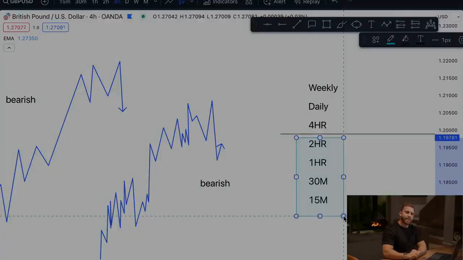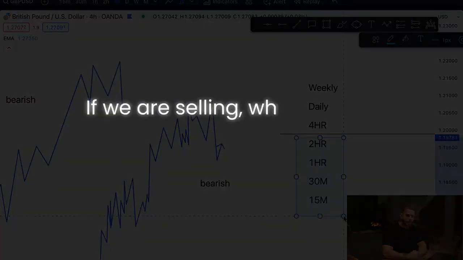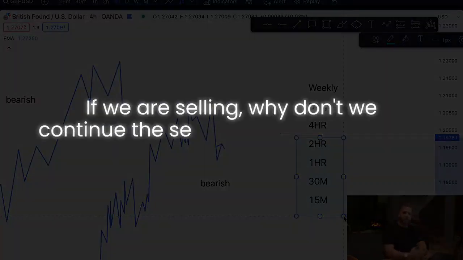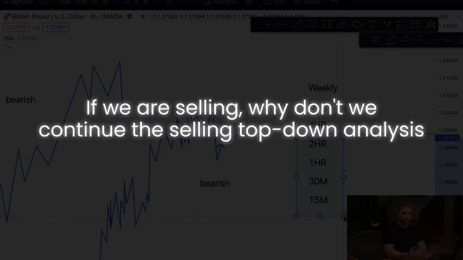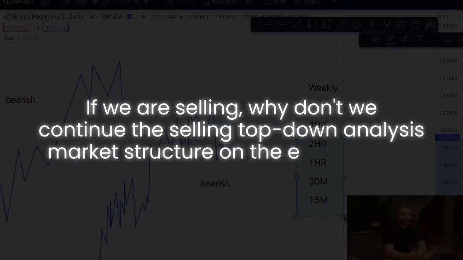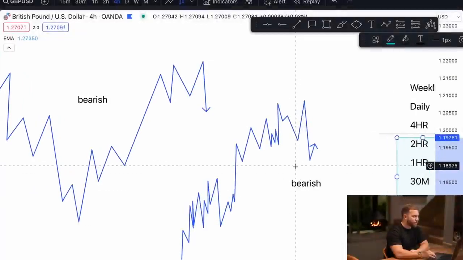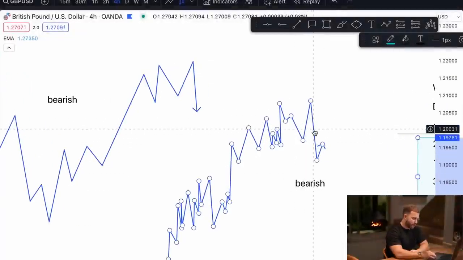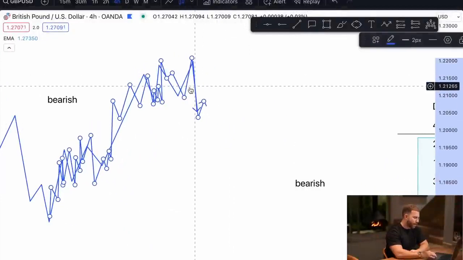And that is, if we are selling, why don't we continue the selling top-down analysis market structure on the entry points? What does that mean? Let me show you. So if we are interested in selling this market right here, we know that this is what it looks like from the daily to the 4 hour here.